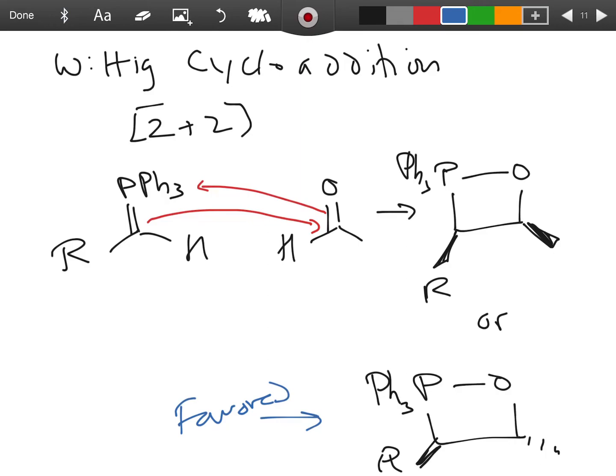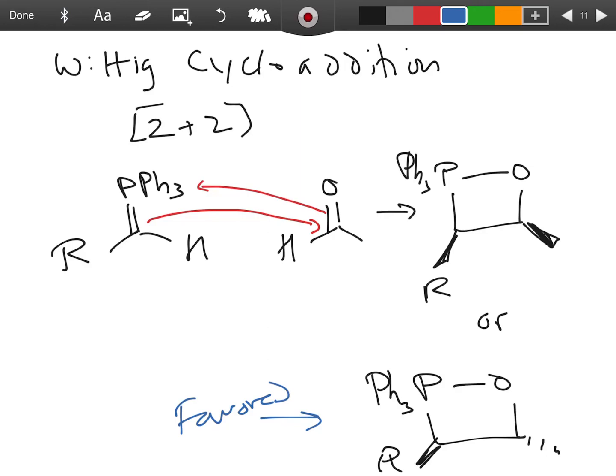Where instead of the Wittig reagent, the ylide, and the aldehyde or ketone lining up parallel to each other and coming together like this, they line up turned. They're like 90 degrees from each other, and that minimizes the interactions between their functional groups or alkyl groups, and that leads to a cis orientation of the groups.